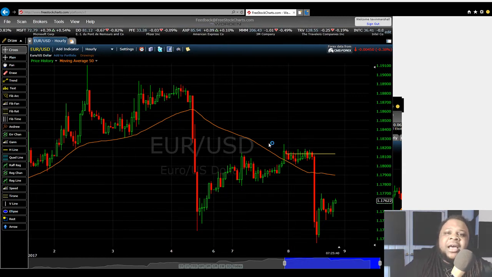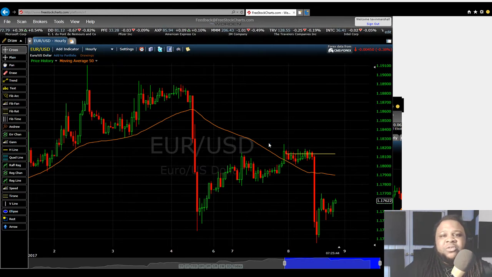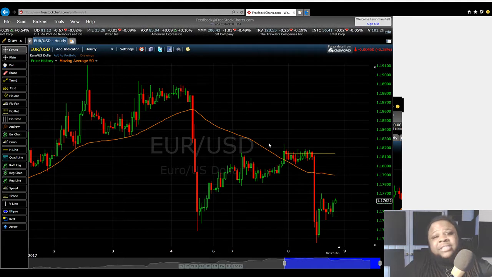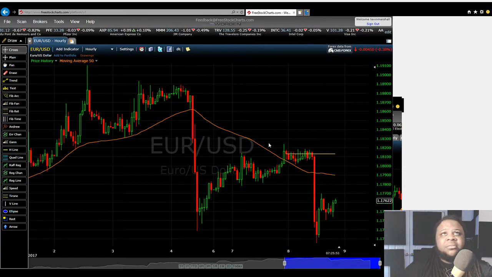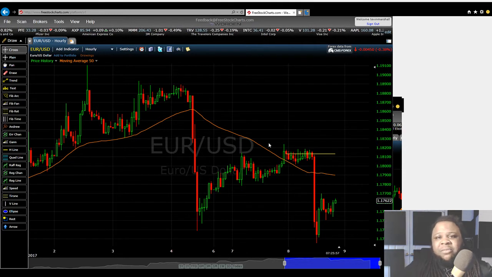What most people use moving averages as is support and resistance areas. I think this is the second most important way that people use moving averages, and that is as support and resistance areas. Now, in my honest opinion, on a moderately long trend, you want to use a 50 moving average.